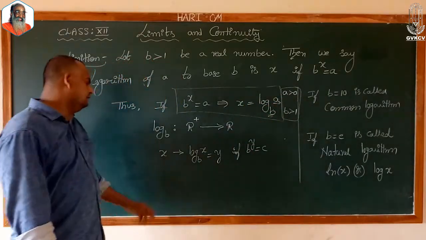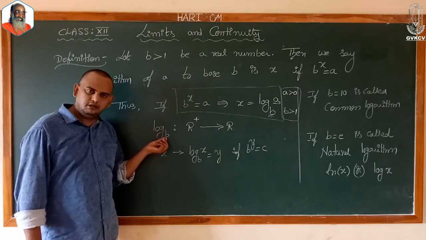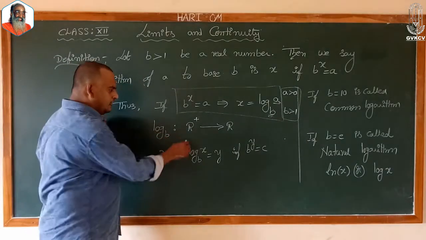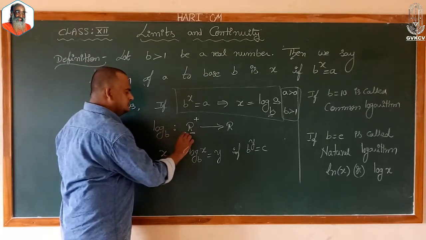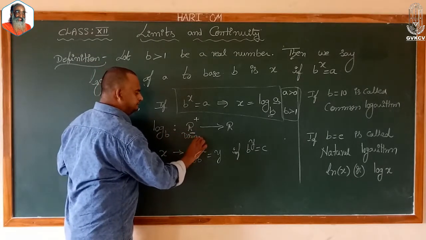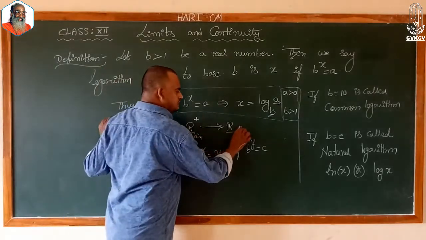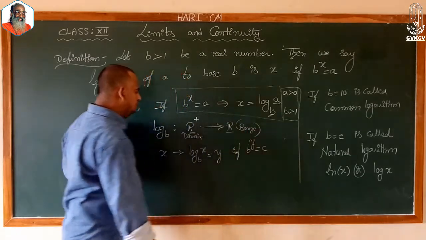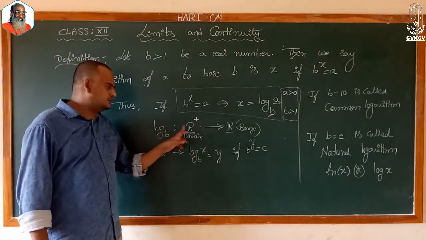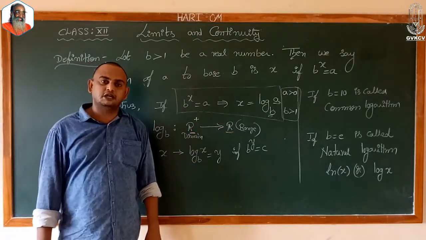Now let us come here. Log b, the logarithmic function with base b. For this, R plus means positive real numbers. This is nothing but the domain. Here R is nothing but the range. So the domain of the logarithmic function is positive real numbers. The range of the logarithmic function is real numbers.